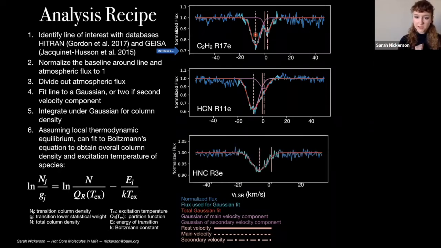And going to HCN, I should note that the x-axis here is not all the same. But the main velocity component, the dashed line, is at about -7 kilometers per second. And so for HNC, we don't see the second velocity component here.